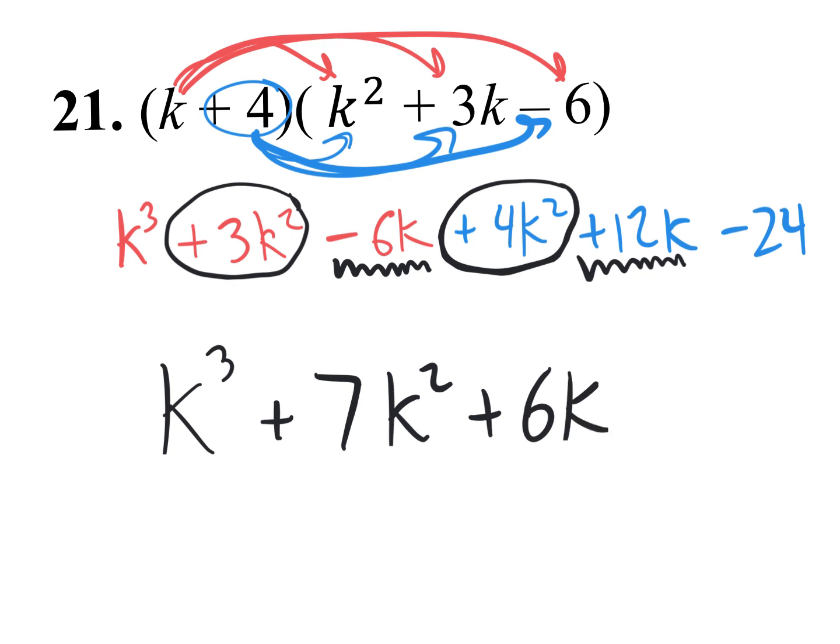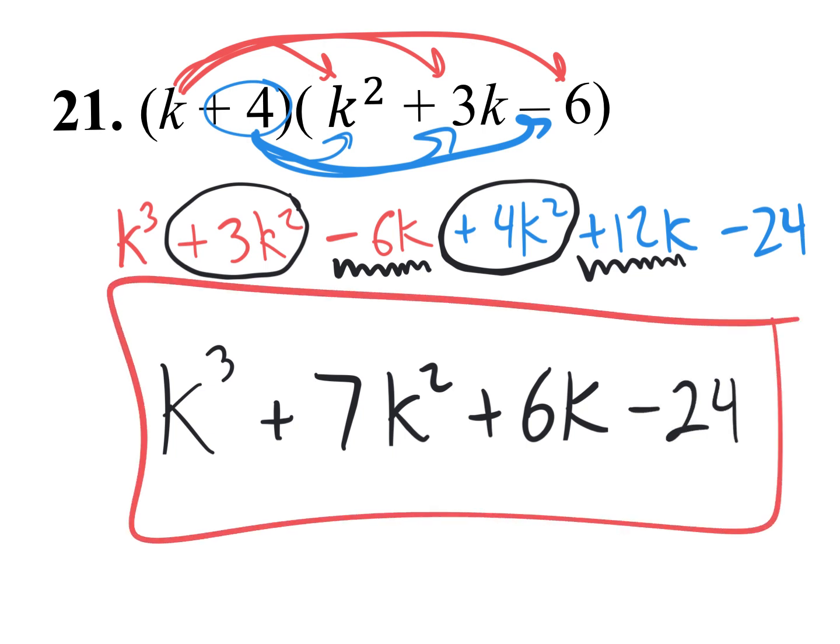And at the very end, we see that there's a minus 24, and there are no regular numbers like a negative 24 besides this one. So that just comes right down, and that's the final part of my answer, the constant of this cubic polynomial expression. So here's my answer, k cubed plus 7k squared plus 6k minus 24.